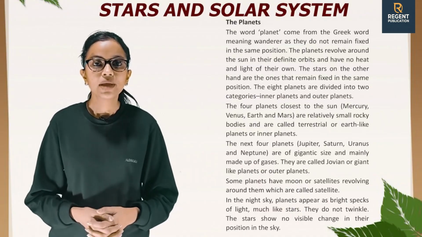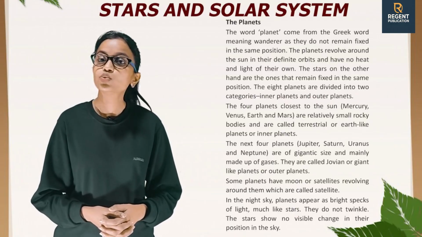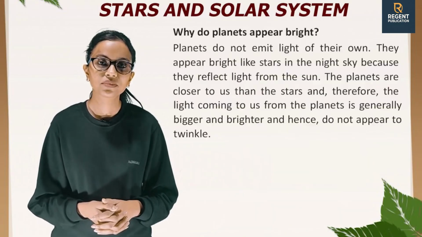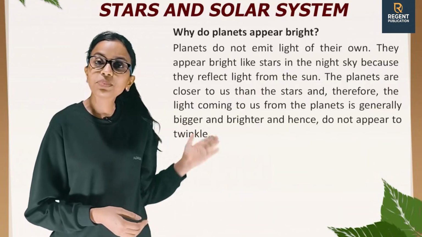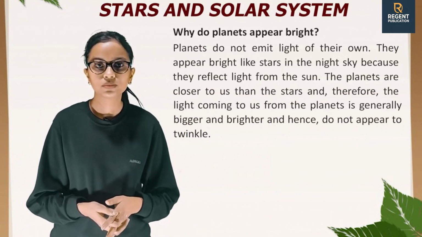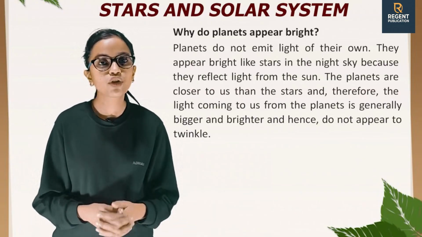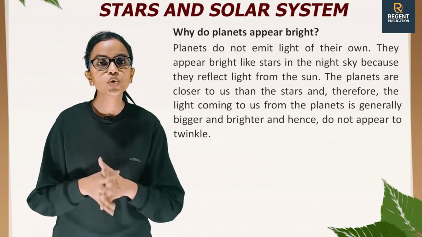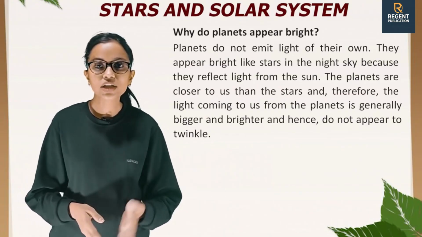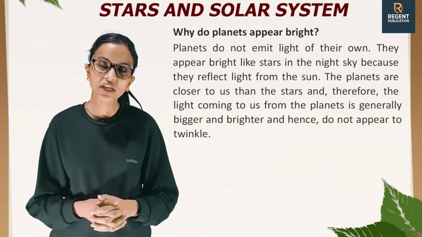In the night sky, planets appear as bright specks of light, much like stars. They do not twinkle. The stars show no visible change in their position in the sky. Why do planets appear bright? Planets do not emit light of their own. They appear bright like stars in the night sky because they reflect light from the Sun. The planets are closer to us than the stars, and therefore the light coming to us from the planets is generally bigger and brighter and hence does not appear to twinkle.